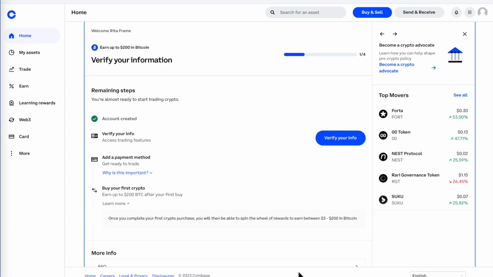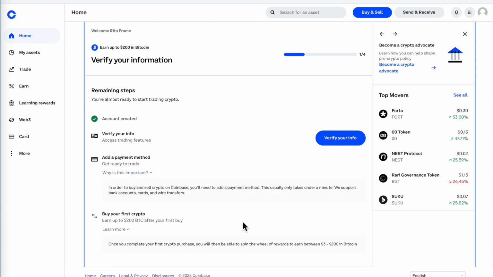By skipping over the ID upload, I come to this screen. You can see it's still requiring me to verify my information, and I'll have to do that before I start trading. But I just wanted to show you what this next step would look like. Right here is where you connect your bank account so you can transfer US dollars into your Coinbase account.